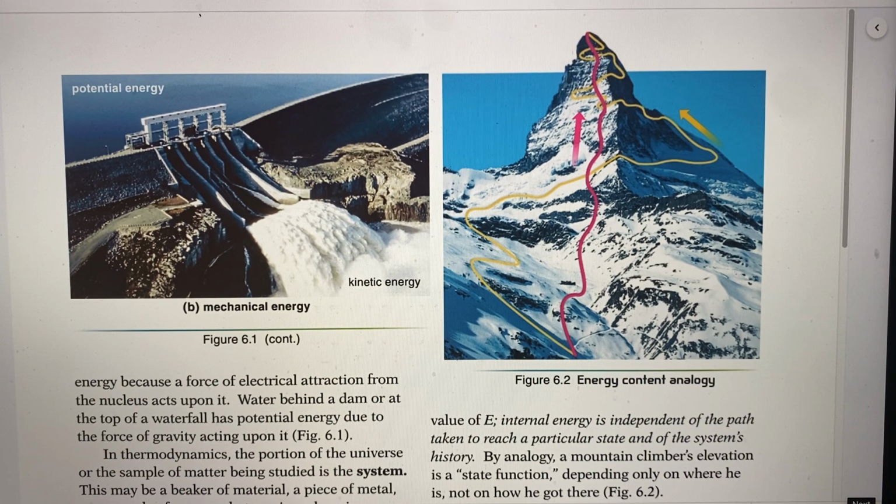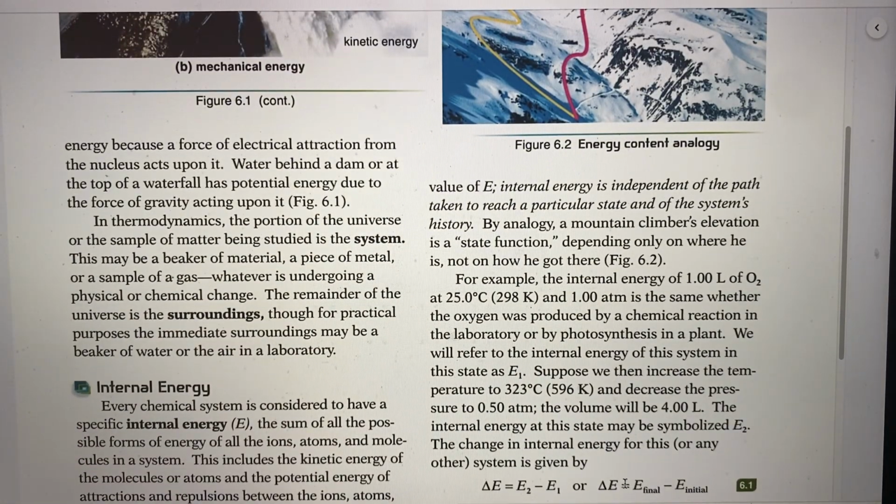So let's go on to the next part, which talks about systems and surroundings. Another two questions that I'm sure will be on your test: what is a system and what is a surrounding? Well, the system here is the portion of the universe or sample of matter being studied. So if you're studying some kind of organism, that would be the system. That's what you're studying. And the surroundings would be the remainder of the universe outside of that.